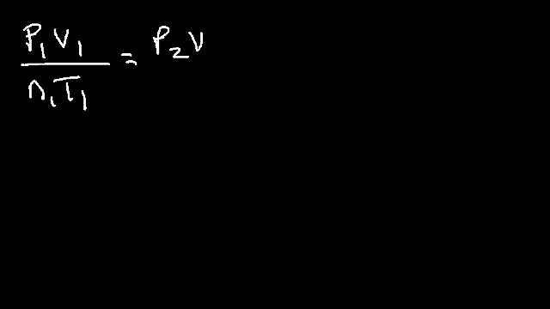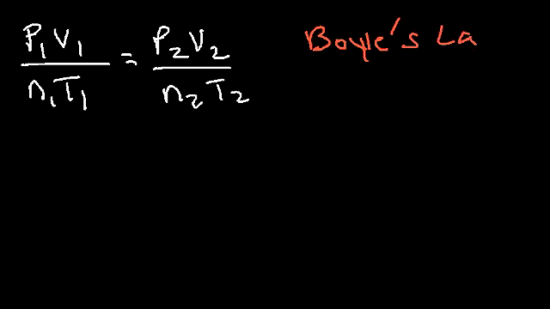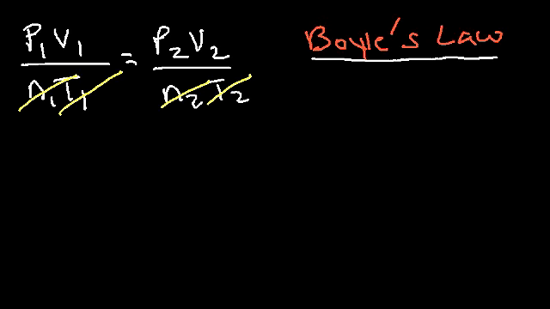So let's start again with the combined gas law, which we said was P1 V1 over n1 T1 is equal to P2 V2 over n2 T2. Now, Boyle's Law describes the relationship between pressure and volume. So it keeps the temperature and the moles constant, so we can eliminate those from the combined gas law equation. So the equation associated with Boyle's Law is P1 V1 equals P2 V2.